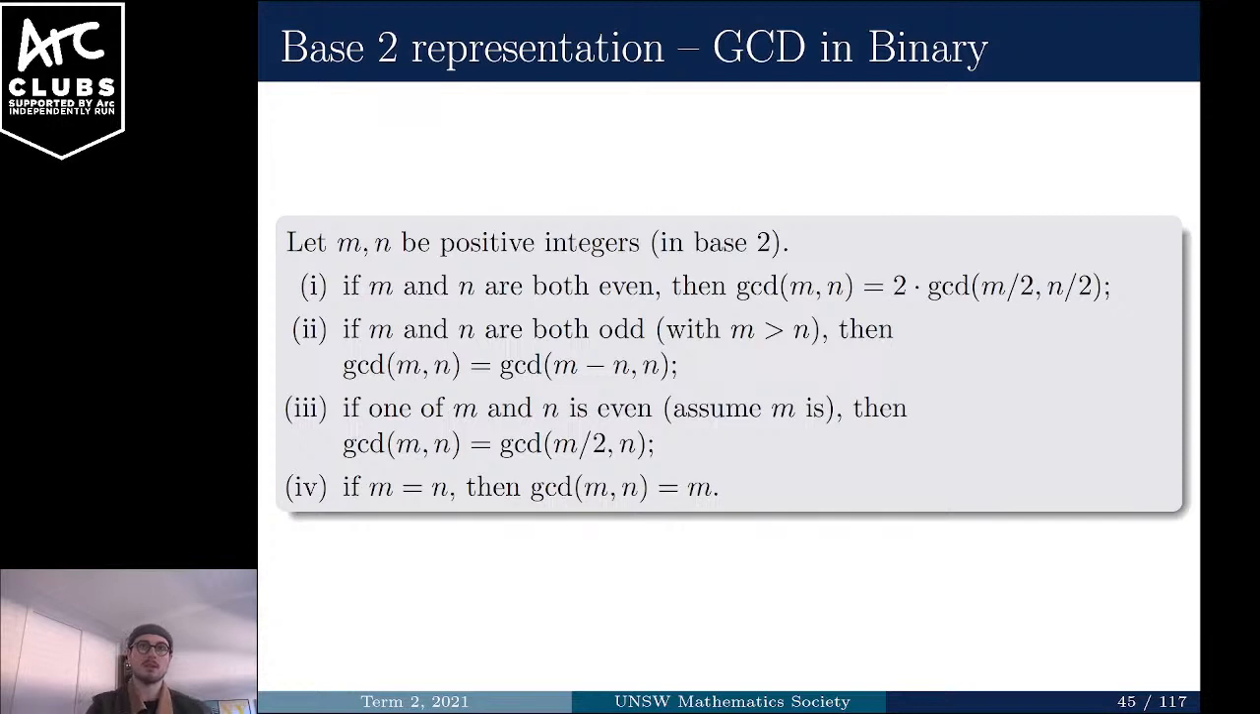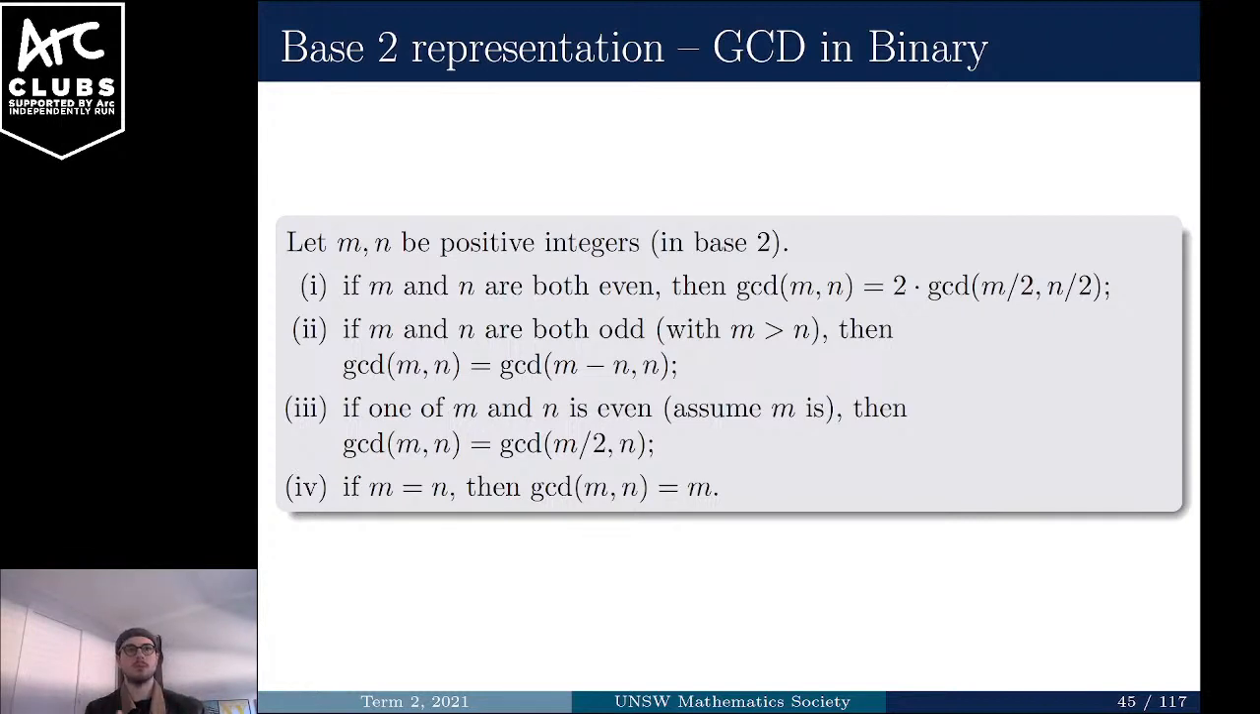Right, and that's tied to that idea we talked about before, where you can use this linear combination. If one of m and n is even, let's just assume m is, then the GCD of m and n is equal to the GCD of half m and n. Right, this makes sense, because if you've got an even and an odd number, the even factor is definitely not going to be an odd number, so you can just take that out, and you've got the same GCD.